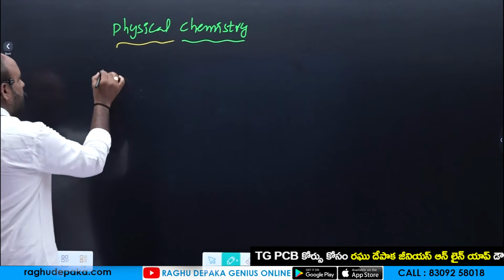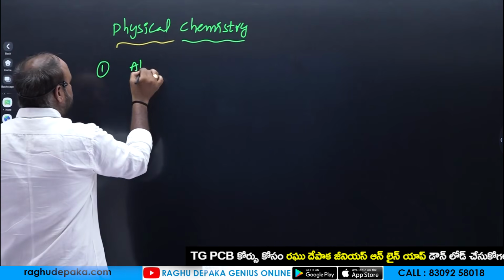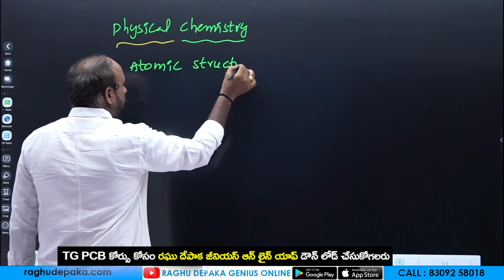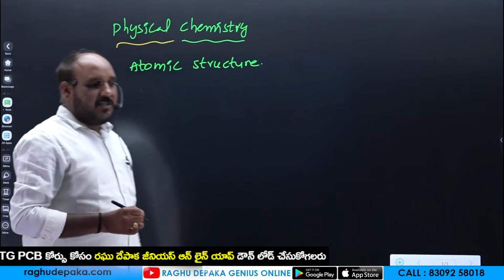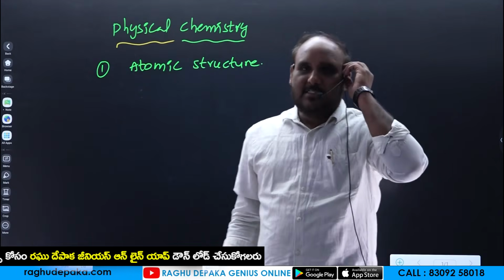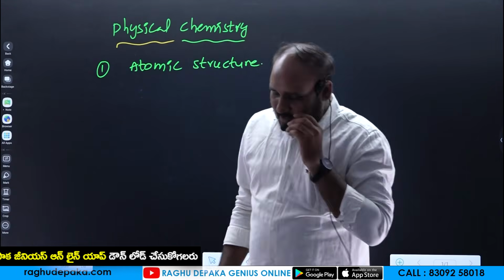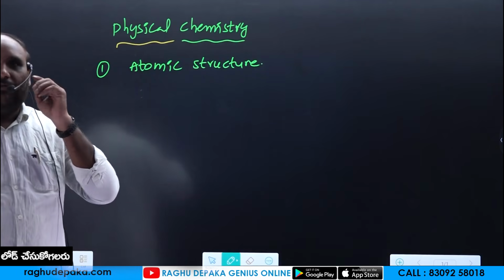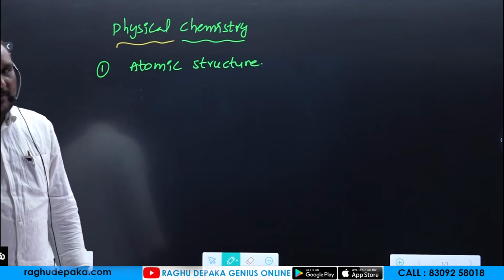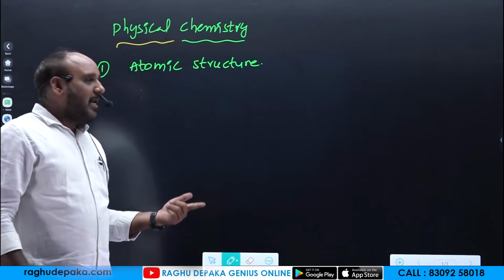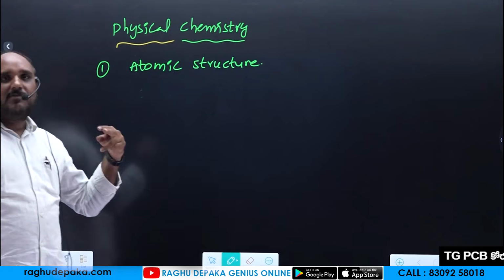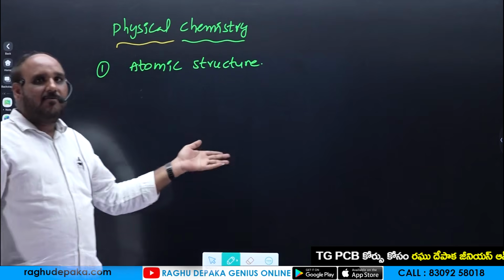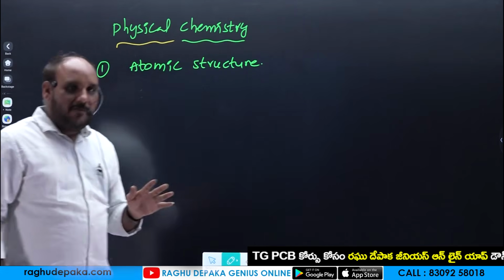The base chapter of physical chemistry is atomic structure. In atomic structure, we start with particles, with Dalton's theory, how atoms are recognized. What are the characteristics of atoms and what are the fundamental particles involved in atoms, like protons, neutrons, electrons, and their various properties like charges, mass, and relative mass? All those things will be discussed in atomic structure with the help of those basics.